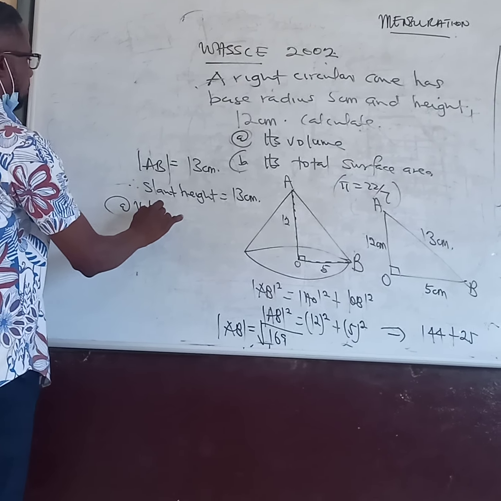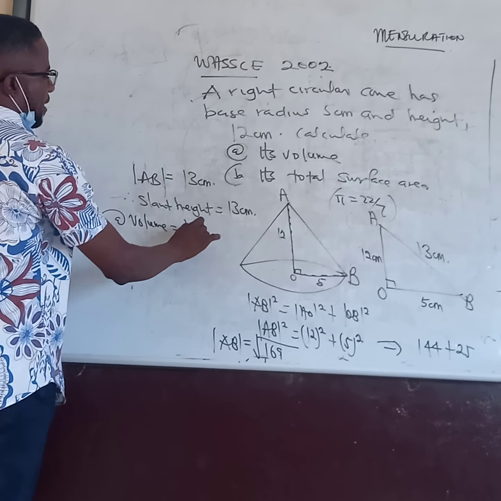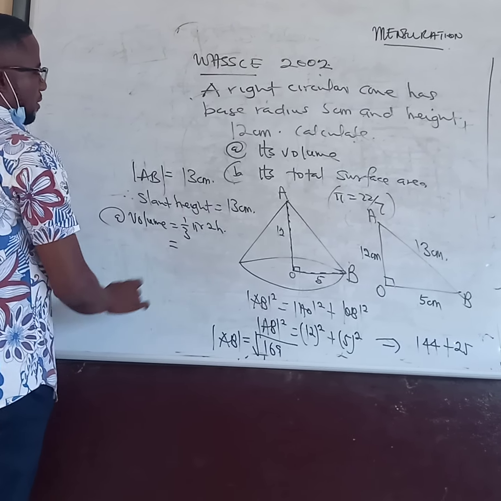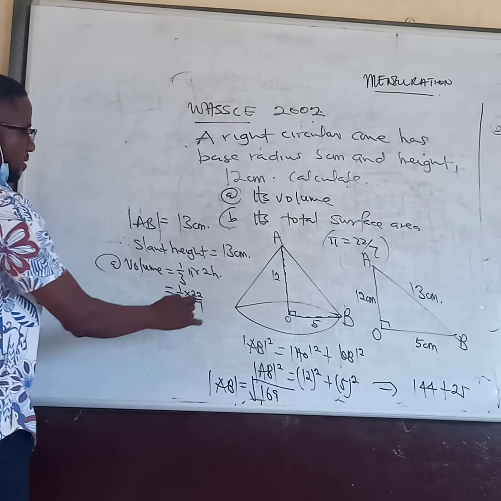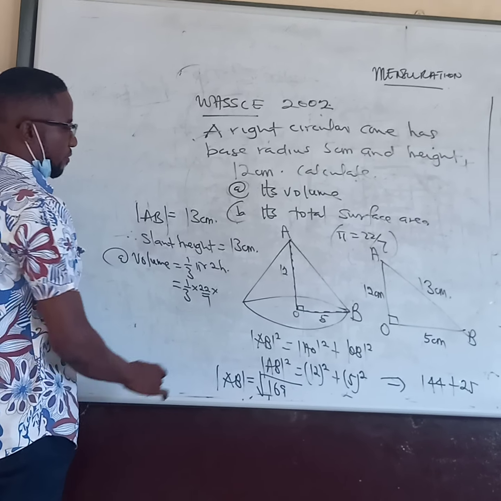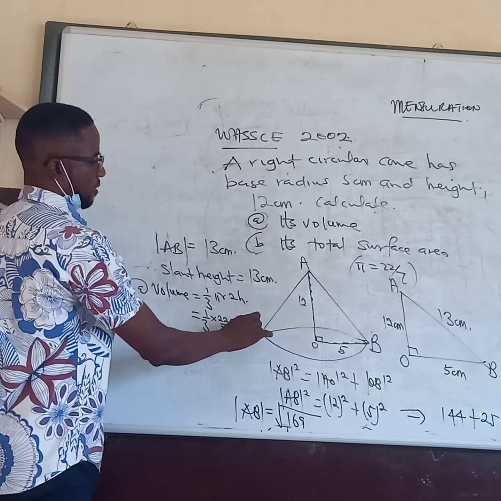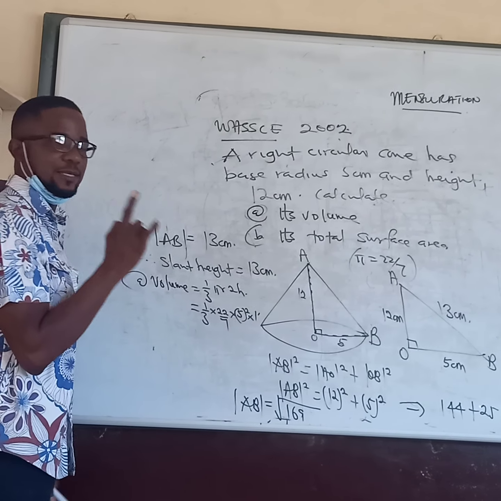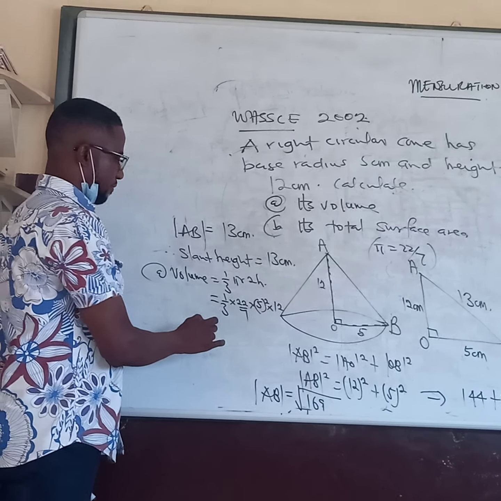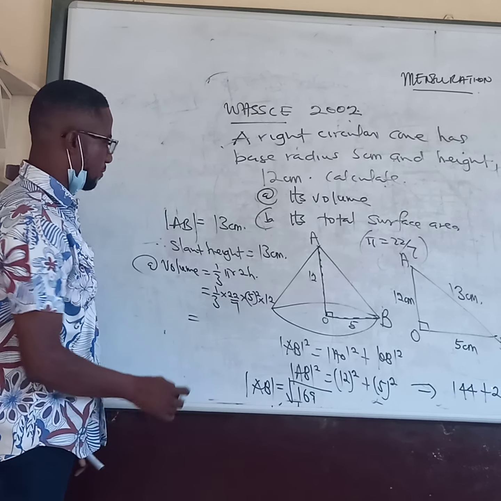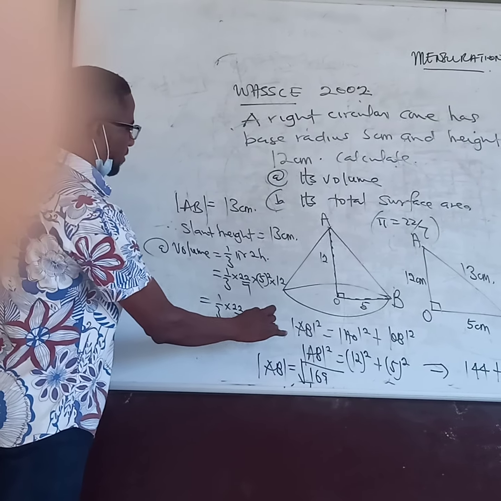We know that volume is 1/3 pi r squared h. That will give us 1/3 times 22/7 times the radius, 5 squared, times the height, which is not 13. You're not using the slant edge. It should be the perpendicular height, which is 12. So what is 1/3 times 22/7 times 25 times 12?